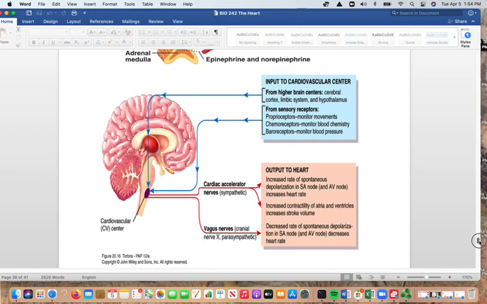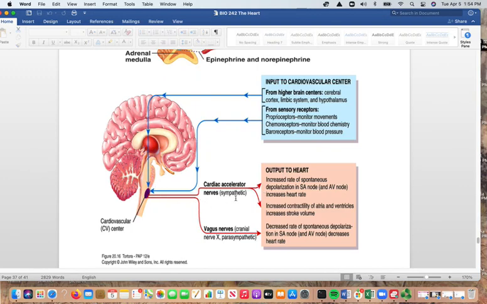This is another picture that gives a summary of some of these changes happening here. So, inputs to the cardiovascular center: it's going to take into consideration things from your higher brain, the cerebral cortex, your limbic system, your hypothalamus. It's also going to take into consideration things from your sensory receptors, your proprioceptors for movement, chemoreceptors for things going on in the blood chemistry, and the baroreceptors looking at your current blood pressure. Then it's going to send information back to the heart.